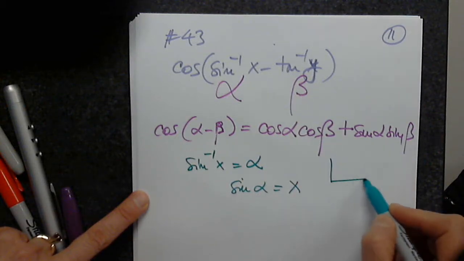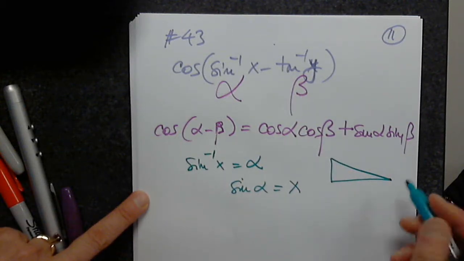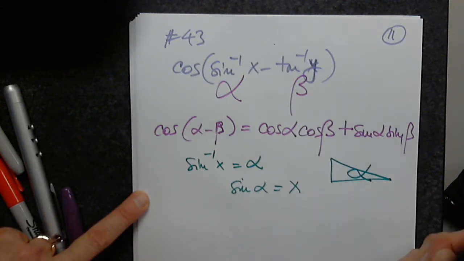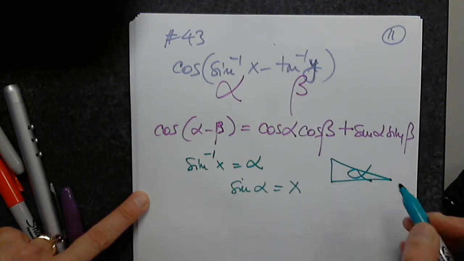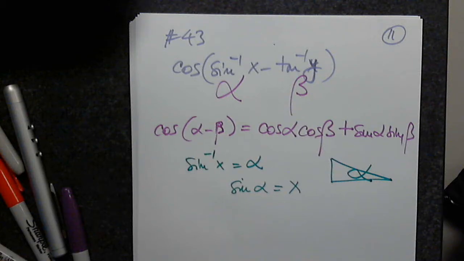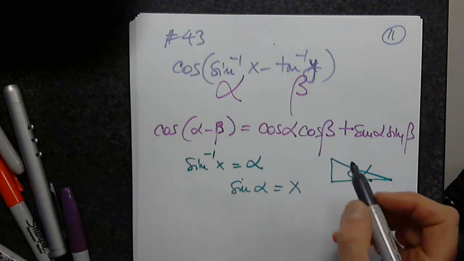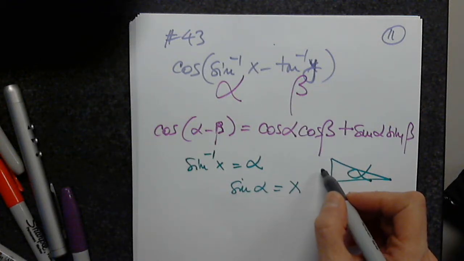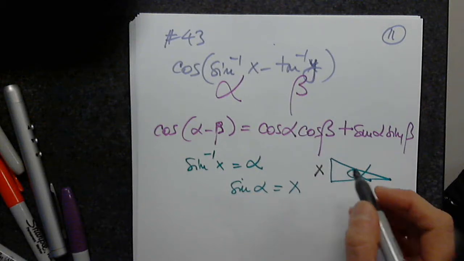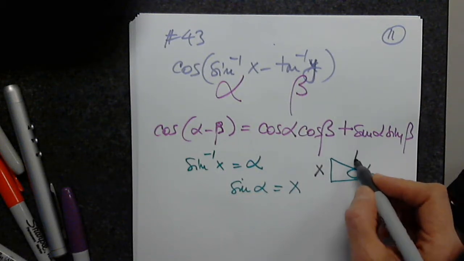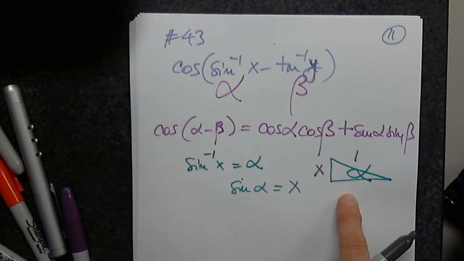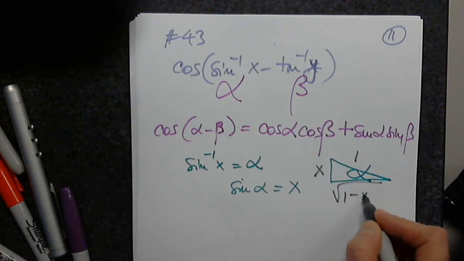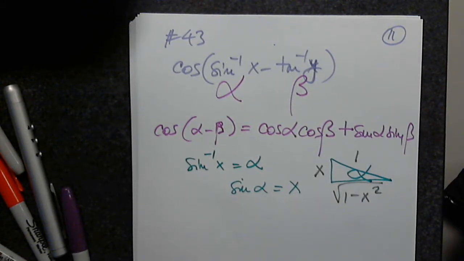Good. So there is a right angle with an acute angle alpha. And we know something about the sides of this triangle, if we know that sine is x. So the opposite is x and the hypotenuse is 1. So then I know this side. Because it's a leg, it has to be the hypotenuse squared minus the other leg squared.